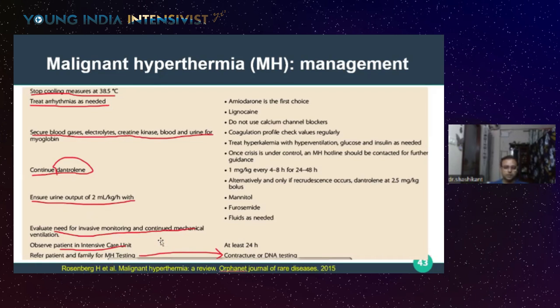so that we can rule out the genetic susceptibility in other family members of the patient, so that in future we can avoid MH in susceptible individuals.